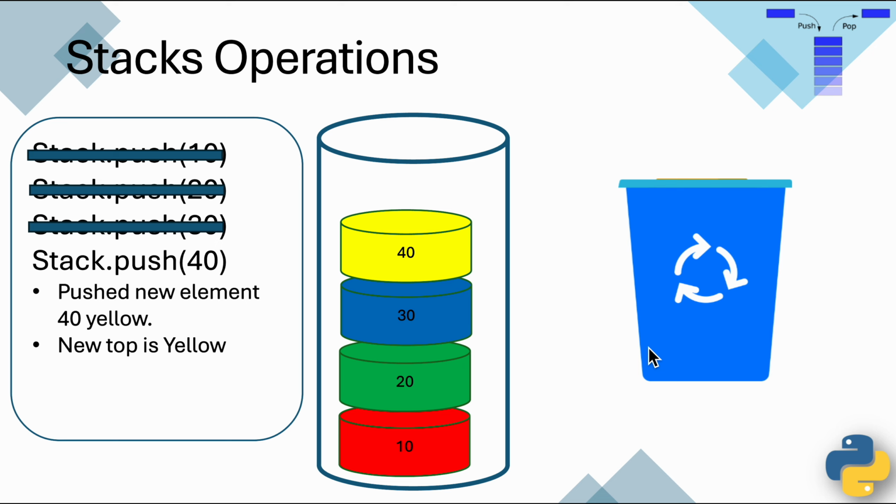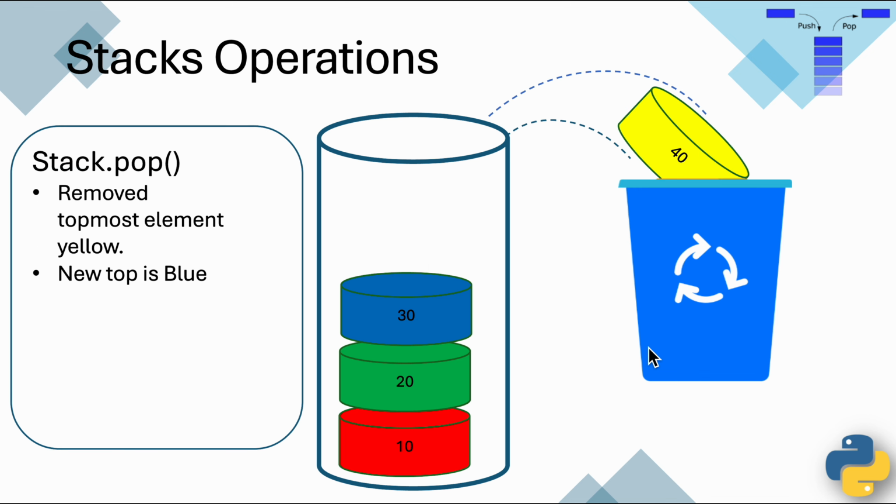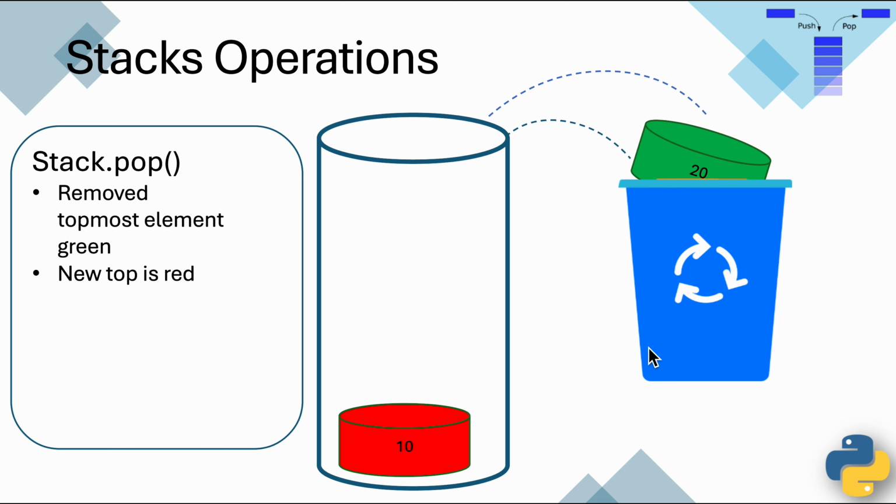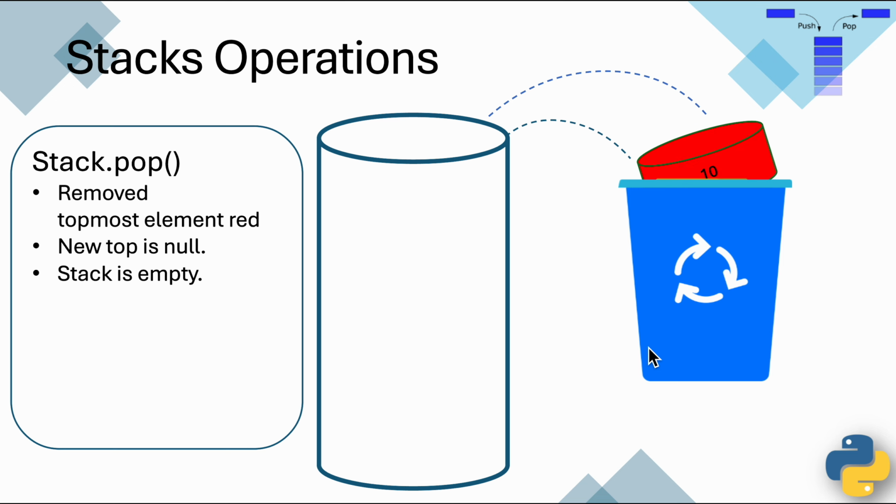Now let's try popping. When you pop, which one will come out first? That yellow one, the top one, and after popping, the new top will be the next one. So stack dot pop means you don't need to specify which element to pop; the latest element only will be popped. Remove the topmost element yellow, which you can utilize in your code, and the new top is blue now. Again if you say pop, that blue will be popped out, new top is green. Again if you say pop, green has also gone and the new top is red. Again if you pop, that red also pops out and the stack itself is empty.